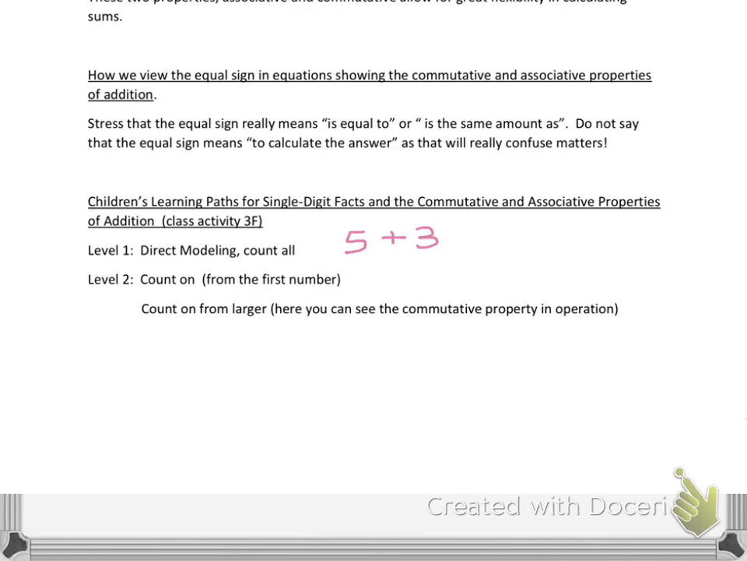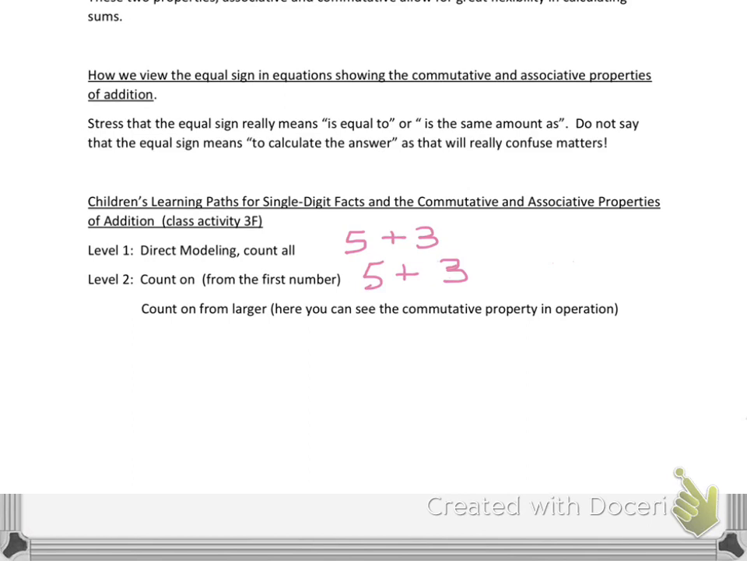Another way they can do it, level 2, is counting on from the very first number. So with 5 plus 3, the 5 happens to be the larger number, but even if it wasn't, you would say 5, and then you would say 6, 7, 8. Sometimes they use touch points for this as well. Some schools teach with touch points, but in any event, you're counting on.